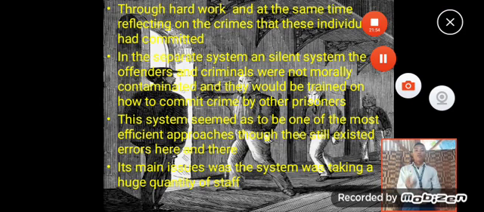Remember, the Pennsylvania system is also known as the separate system, while the Auburn system is also known as the silent system. That's all.